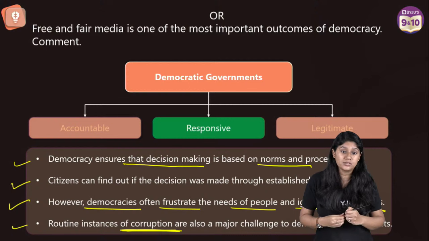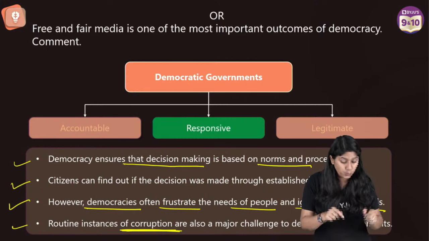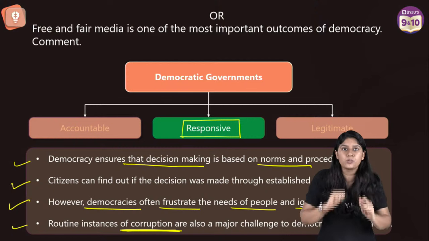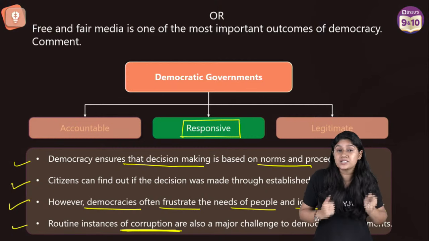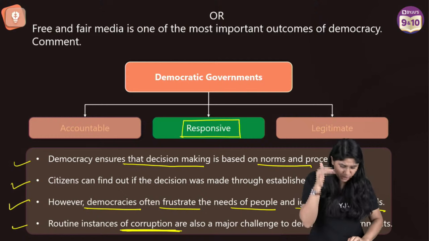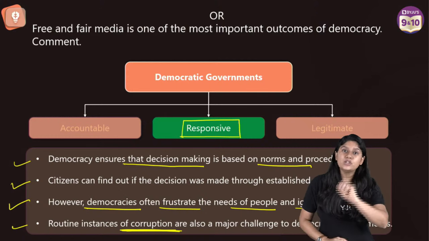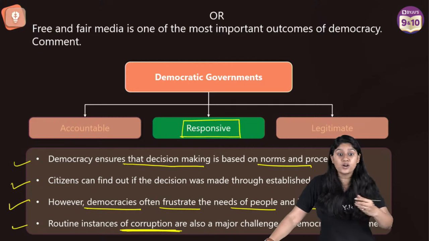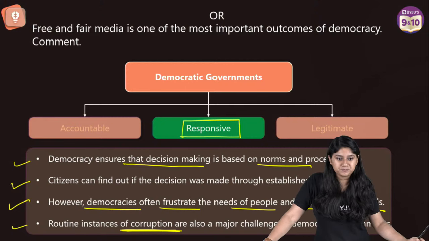Very good. Transparency of the government will come under responsiveness. They cannot hide how they are working. They cannot hide their policies. They cannot hide their norms. They cannot skip the procedure. Even if they are caught, people will be angry, and of course then we can question the government.